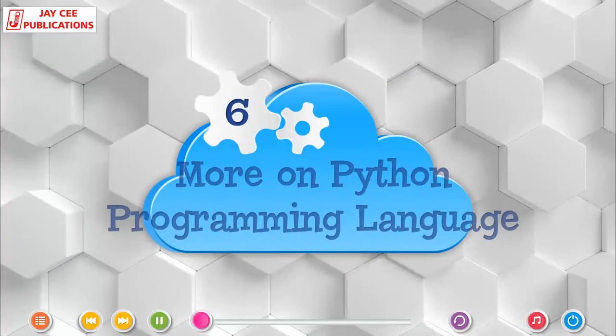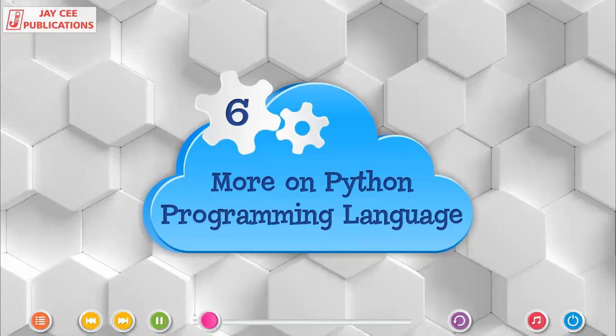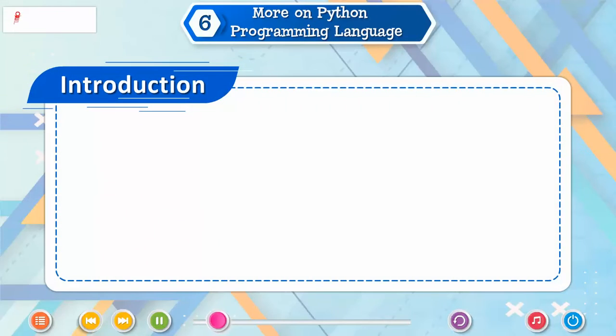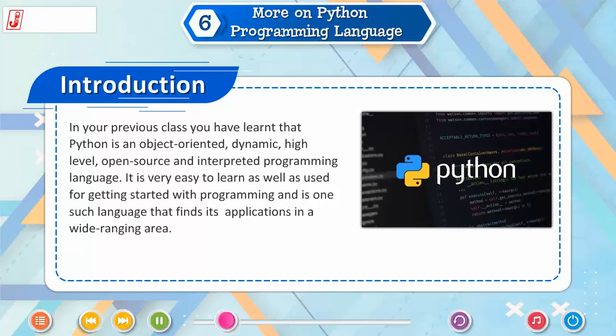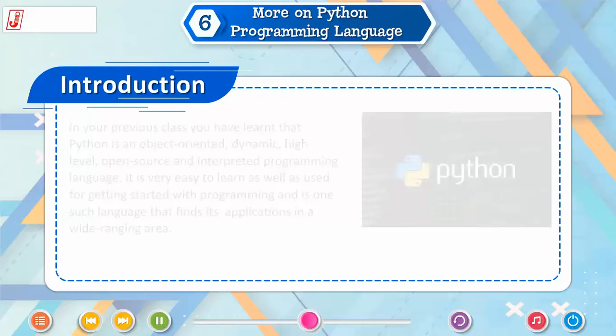Chapter 6. More on Python Programming Language. Introduction. In your previous class, you have learned that Python is an object-oriented, dynamic, high-level, open-source and interpreted programming language. It is very easy to learn as well as use for getting started with programming and is one such language that finds its applications in a wide-ranging area.